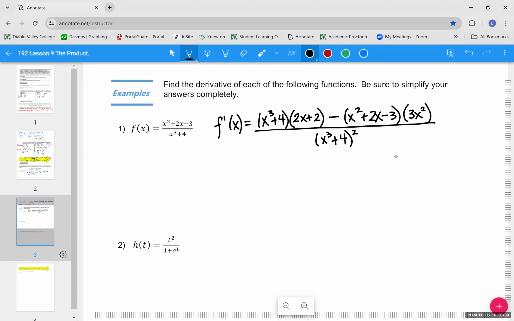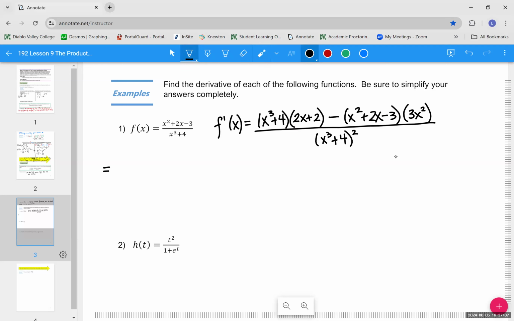So like I said, if avoiding the quotient rule is an option, then you should consider doing it, because otherwise you're just doing a lot of algebra. The other thing I want to point out is please make sure you're using parentheses. Sometimes I'll see people just write x cubed plus 4 with no parentheses and then times 2x plus 2, which means only the 4 would get distributed. So you need to make sure that you're using parentheses.